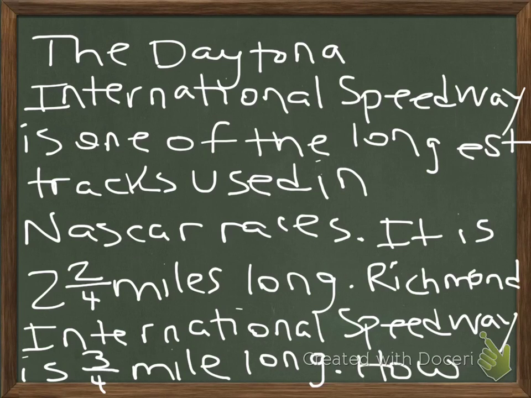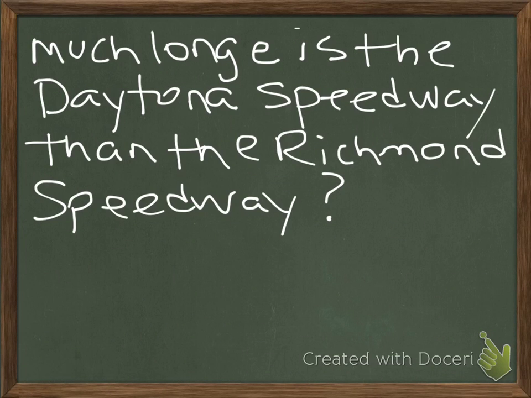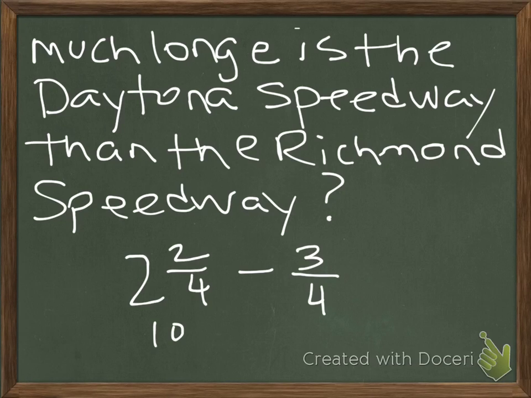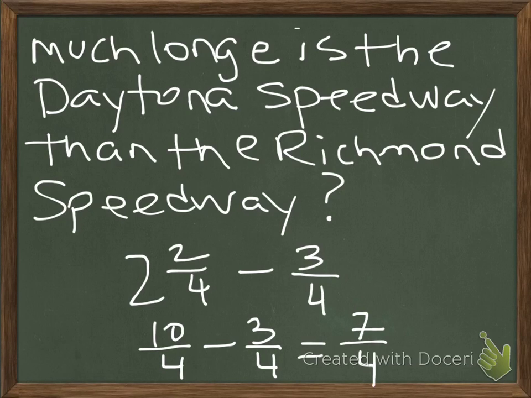And the last problem here, we're talking about 2 different international speedways. So the Daytona International Speedway is one of the longest tracks, and it's 2 2/4 miles long, and the Richmond International Speedway is 3/4 miles long, so we need to get the difference between the two. So 2 2/4 minus 3/4. We need to change this one into an improper fraction, so 10/4 minus 3/4, which gives me 7/4.